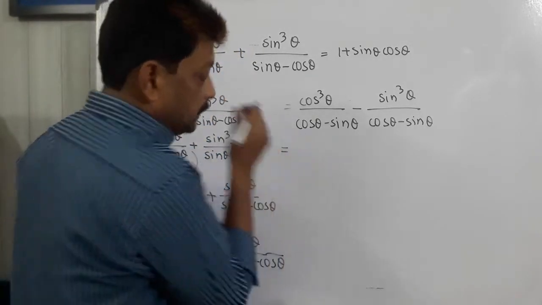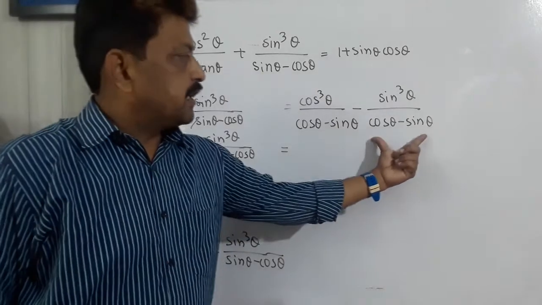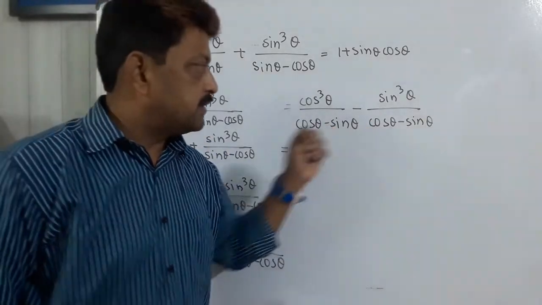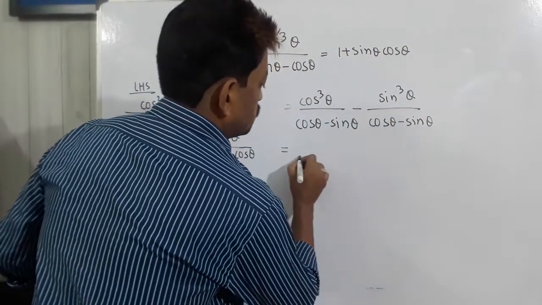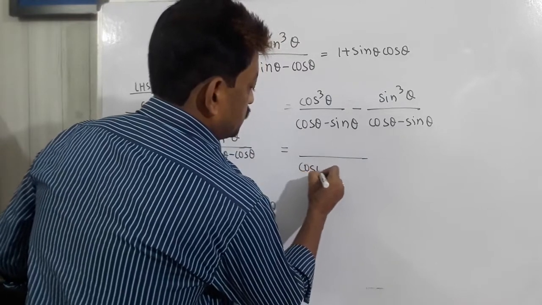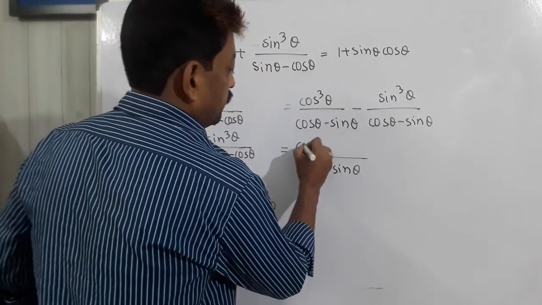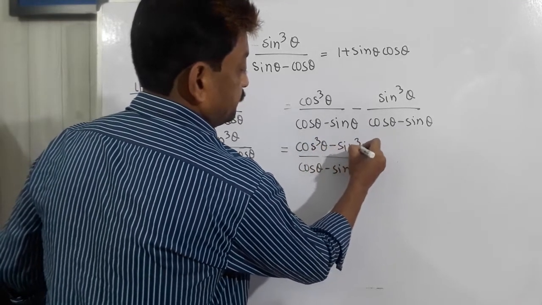Now why is this done? You can see the first part is cos theta minus sin theta, and the second part now is also cos theta minus sin theta. So it is easy for us to take the LCM. It is cos theta minus sin theta, and the numerator will be cos cube theta minus sin cube theta.